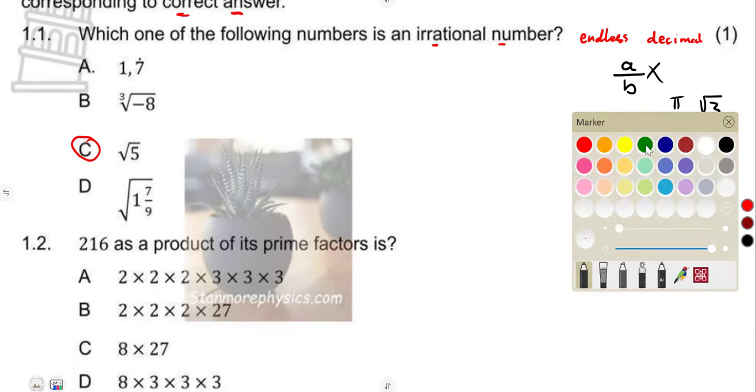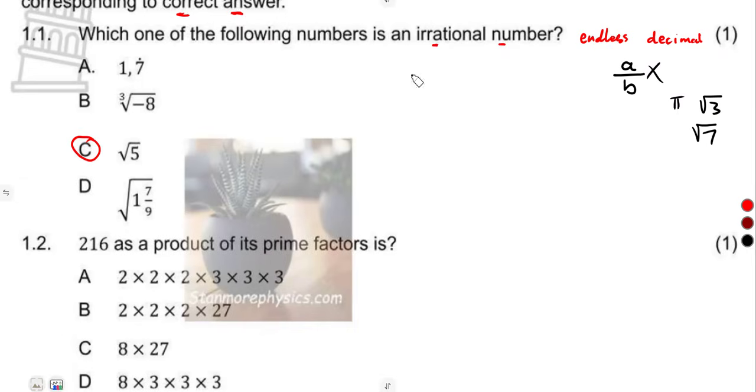But if you were to consider the others, we are given a 1.7 with a dot like this. This means you are given a recurring decimal. A recurring decimal is part of rational numbers. All right. It can be expressed in the form a over b. That one, you are going to have it in your grade 10, where you are going to be given to express this as a fraction a over b like this. That is as a what? As a rational number. So this one, it is a rational number.